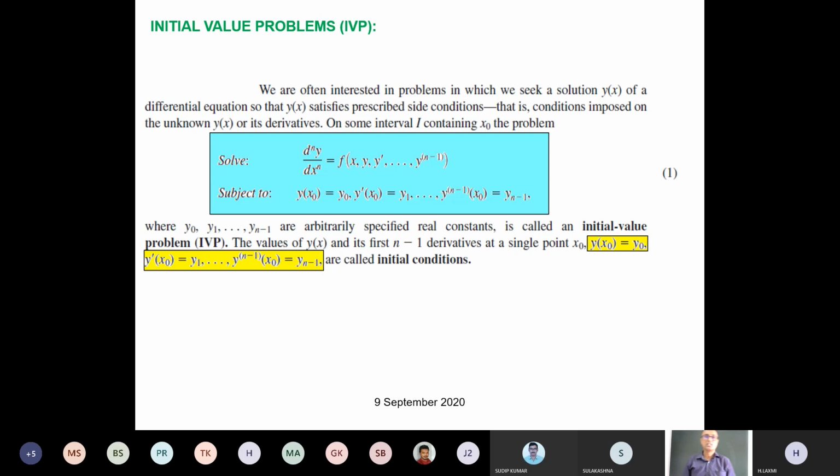Okay, I guess we can start. So today is our fourth class. Do you remember what we did in our last class? Orthogonal trajectories, right? Okay.